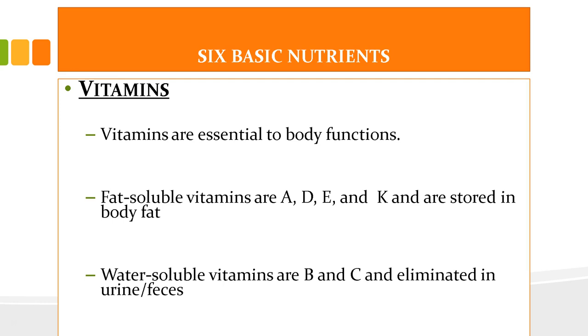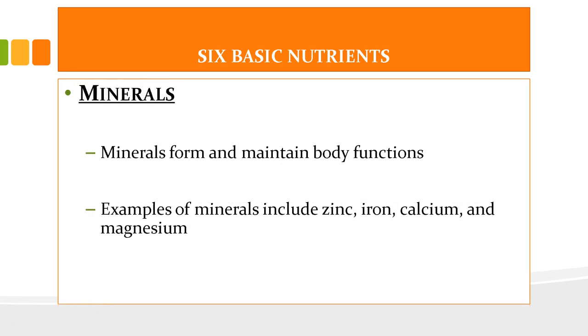Water-soluble vitamins are B and C. Once the body has enough of these types of vitamins, any excess will be eliminated in urine and feces and not stored in the body. Minerals form and maintain body function while providing energy and processes. A few examples of minerals that the body needs include zinc, iron, calcium, and magnesium.